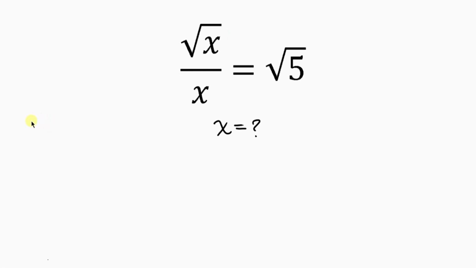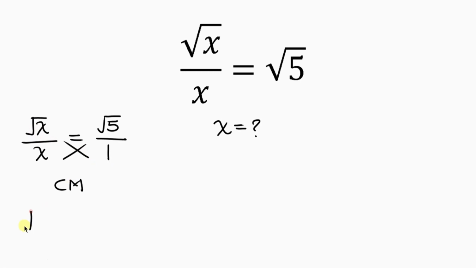So the left hand side, I have the square root of x all over x equal to the right hand side expressing as a fraction, it will be the square root of 5 all over 1. Very good. So now let's cross multiply. CM means cross multiply. So on cross multiplying, the square root of x times 1 gives the square root of x equal to, now x times the square root of 5 gives the square root of 5x.